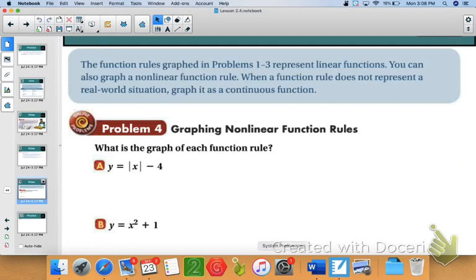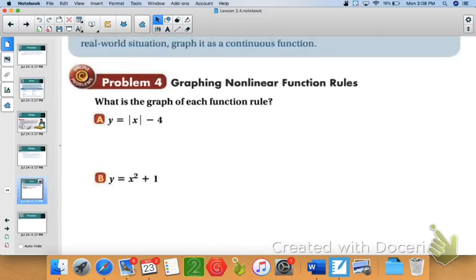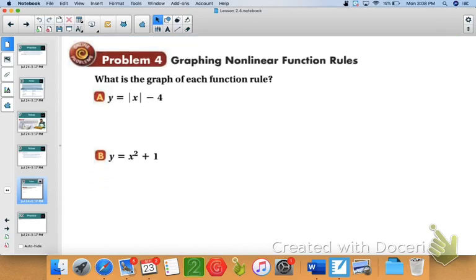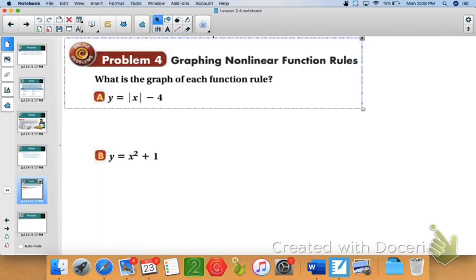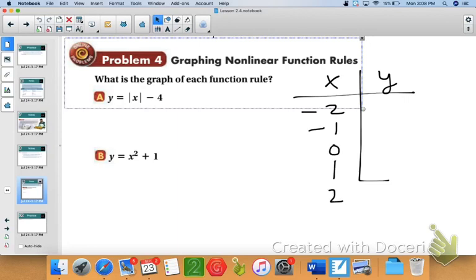Okay, and then the last thing, graphing nonlinear function rules. The best way to really graph these is just to plot a couple points, probably like 5 or so points. The first one had the absolute value of x. I'm going to plot maybe 5 points. I know this is kind of a longer video, but I'm going to plot some negatives and positives. So I'm going to start at -2, -1, 0, 1, 2. Okay, so if I plug in -2, the absolute value of -2 is 2. 2 minus 4 is -2. So that gives us -2 there.